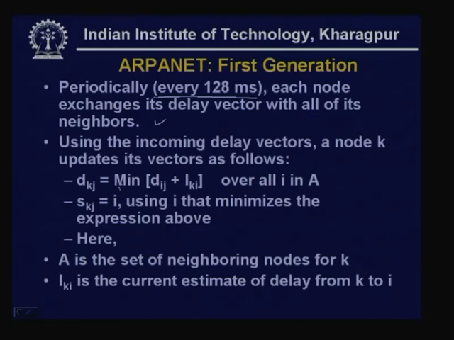Using the incoming delay vectors, a node k updates its vectors as follows. It finds the minimum delay path: for all i in A, using Skj = i, the i that minimizes the expression above. So, that minimum value is calculated. Here A is the set of neighboring nodes of k, and Dki is the current estimate of the delay from k to i. The minimum value is taken as the delay information, which is used to compute the least cost path, maybe by using the Bellman-Ford algorithm.